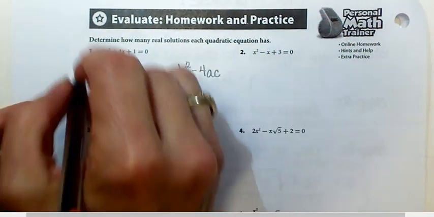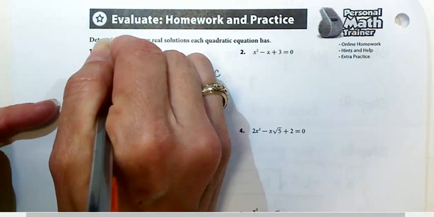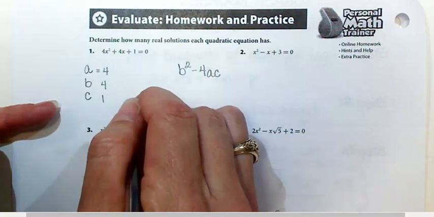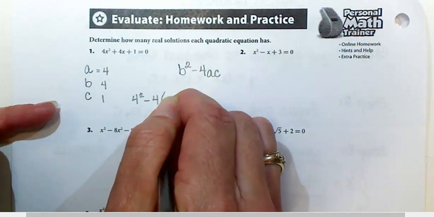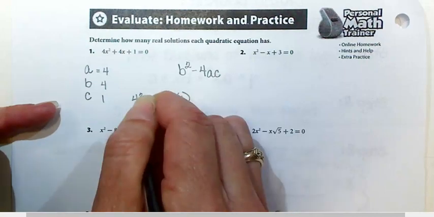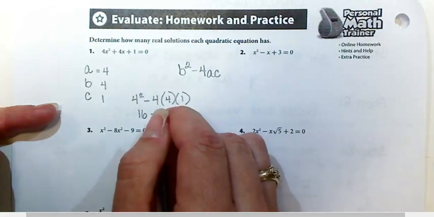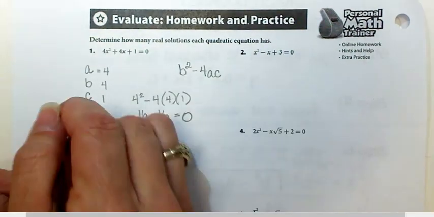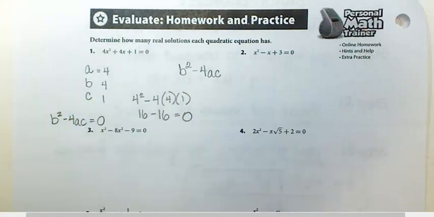Okay, so over here, A, B, C. A is 4, B is 4, C is 1. So we're going to do B squared minus 4 times A times C. 4 squared is 16 minus 4 times 4 is 16 times 1 is 16. So 16 minus 16, I get 0 for my discriminant.